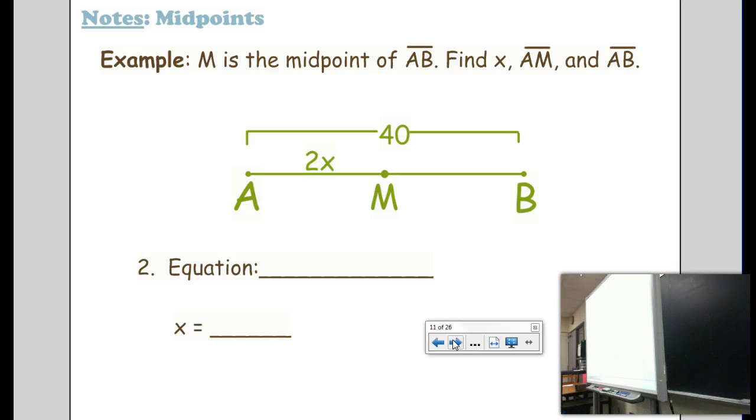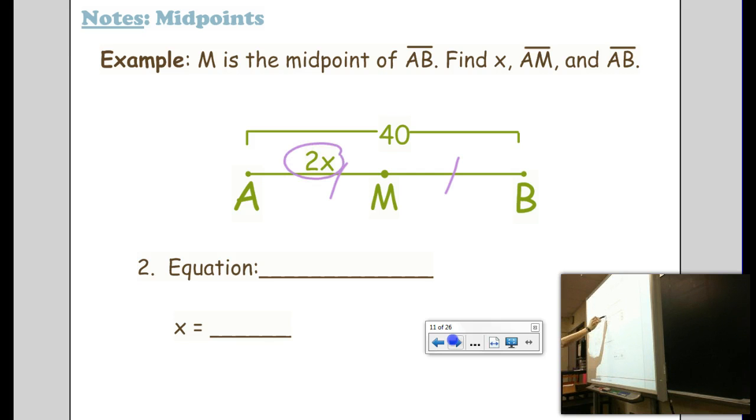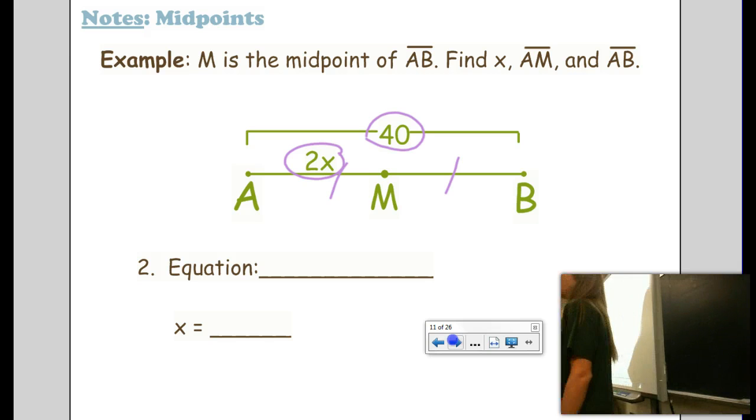M is the midpoint of AB. What should you do? What's everyone doing? Tick marks. You are now required to add tick marks to your picture. Tick mark, tick mark. Uh-oh. This one's different, isn't it? I didn't give you the half and the half. I gave you a half and a whole. Are halves equal to wholes? No. So we are not going to write 2x equals 40.